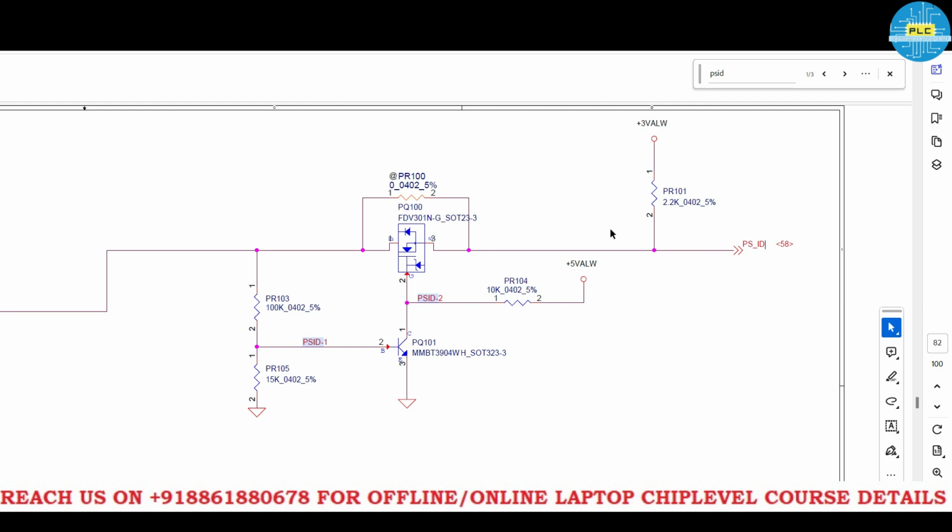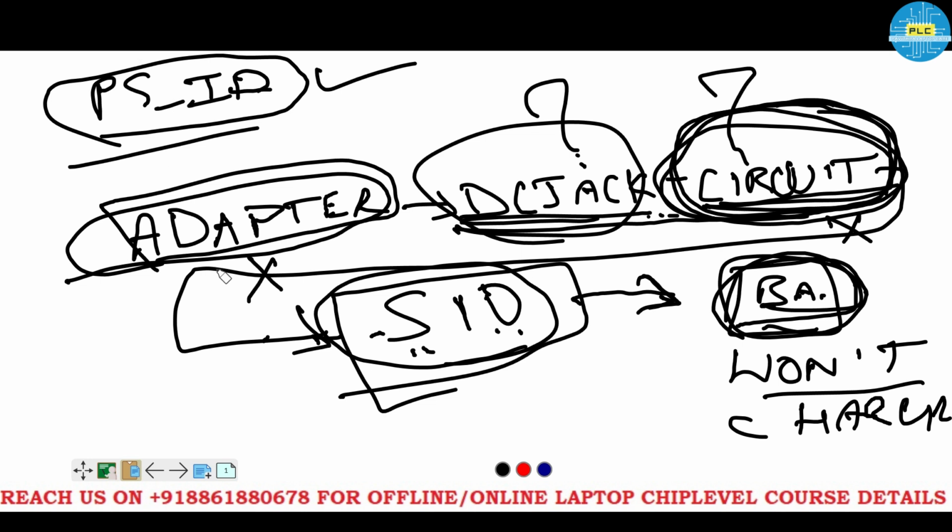That's it. See, I opened many schematics. These are the common circuits. So now you come to know what PSID is and what the circuit is. Is the circuit the same in Dell laptops? Is PSID required in all Dell laptops? That also we confirmed. One thing we confirmed is that in many cases the circuit will be the same. The concept is that from the adapter, the PSID information goes through the DC jack and circuit and reaches Super I/O. Okay, now it's clear, right?